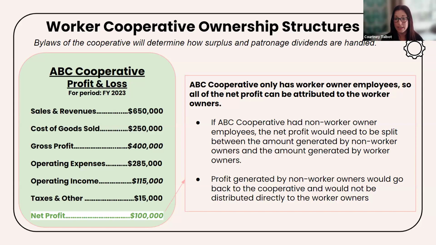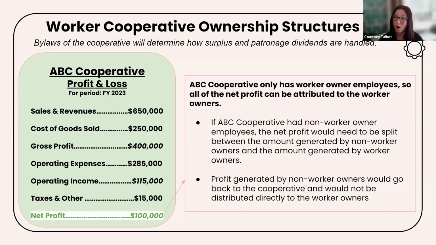So they have some operating expenses of $285,000. We subtract that from our gross profit to get our operating income. Then we have taxes and other additional expenses of $15,000, which we subtract from our operating income to reach our net profit for ABC Cooperative for the year 2023 of $100,000. Obviously, this is a simplified example, but all this information would come directly from your profit and loss.